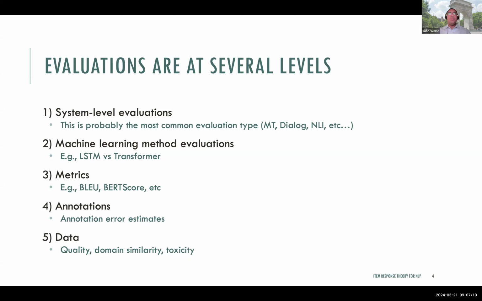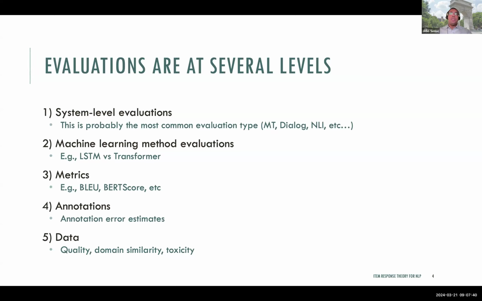And when I talk about machine learning methods, it's different than system level evaluation in the fact that what we're trying to do is evaluate methods themselves. An example of this would be, for instance, evaluating the difference between neural network architecture types, like LSTMs and transformers. The third one may not be as obvious.